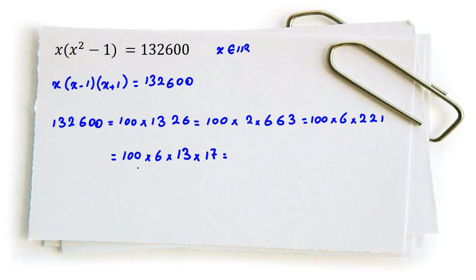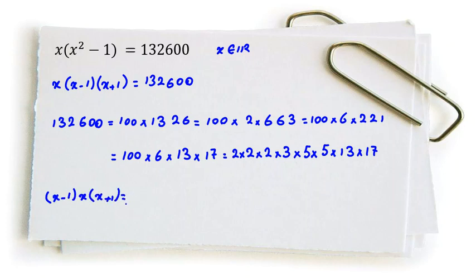Now, 100 has two 2's, and 6 has one 2, and one 3. We have two 5's because of 100, times 13 times 17. Now, I know that x minus 1, x, x plus 1 is a product of 3 consecutive numbers, equal to 2 times 2 times 2 times 3 times 5 times 5 times 13 times 17.